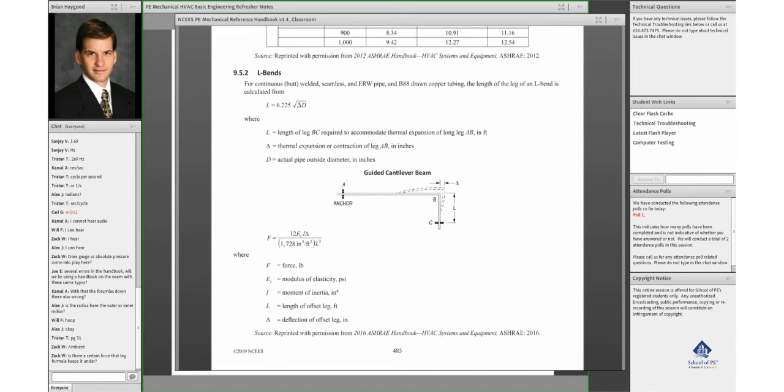An L bend, is there a certain force that the leg formula keeps it under? Well, there certainly could be. There's going to be an allowable stress. So this creates a bending force here, which would create a reaction force there. And you could look at that as a moment arm. So we've now got a piece of pipe here with a force like this opposed by a force like that. And we're going to be bending that pipe.